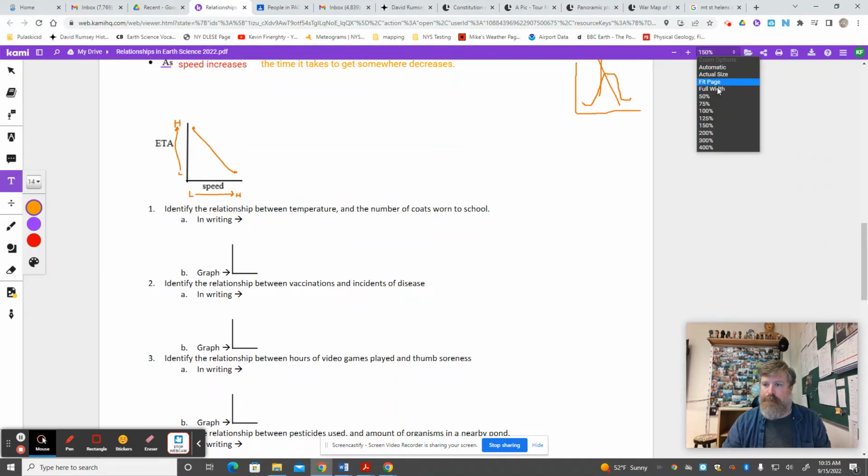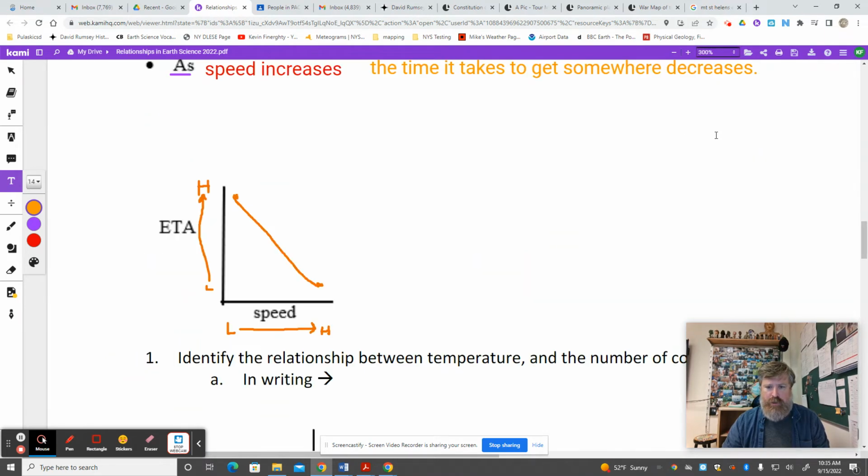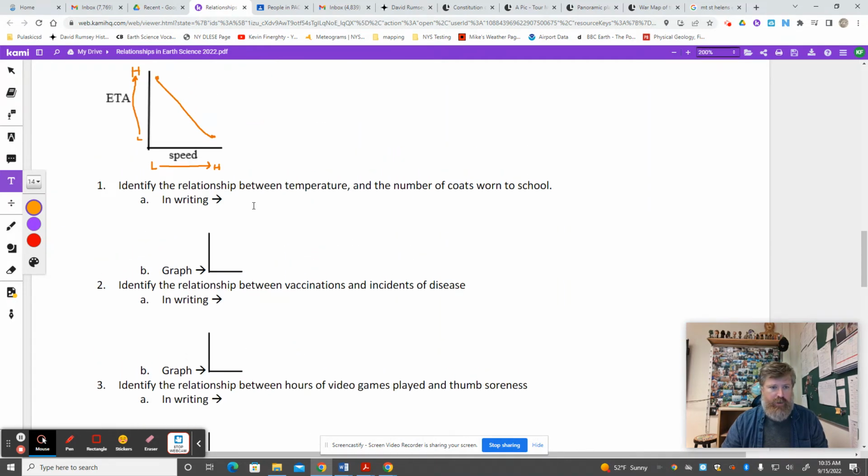Let me blow it up a little bit too. Identify the relationship between temperature and the number of coats worn to school. A lot of people today decided to go with this. And again, it's 100% legal, you can do this. Let's underline the two things we're looking for, though. I'm looking for the effect of temperature on number of coats.